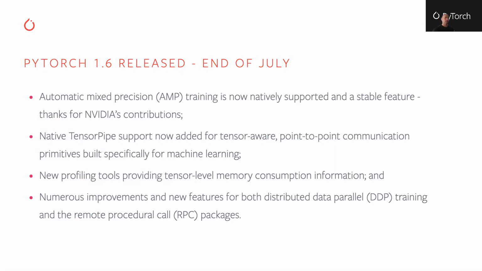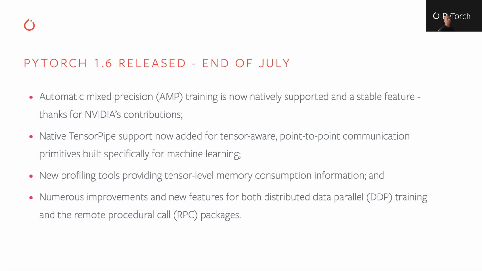We've also added something called TensorPipe, which is basically a tensor-aware point-to-point communication set of primitives. And what this does is, in addition to the collectives that we support in our backends for distributed training, we also now support a point-to-point backend, and this is what we're calling TensorPipe.